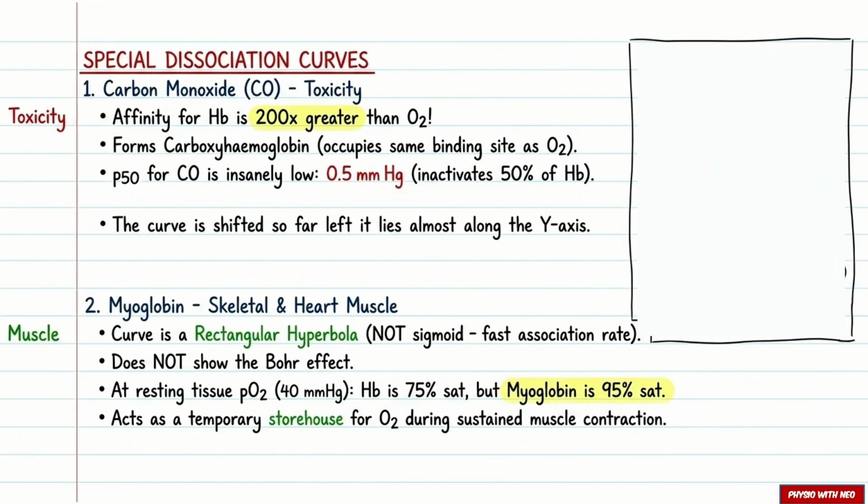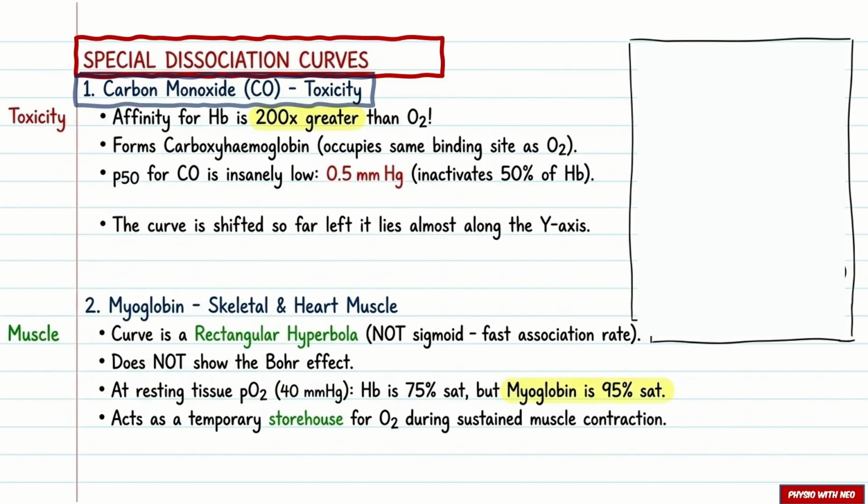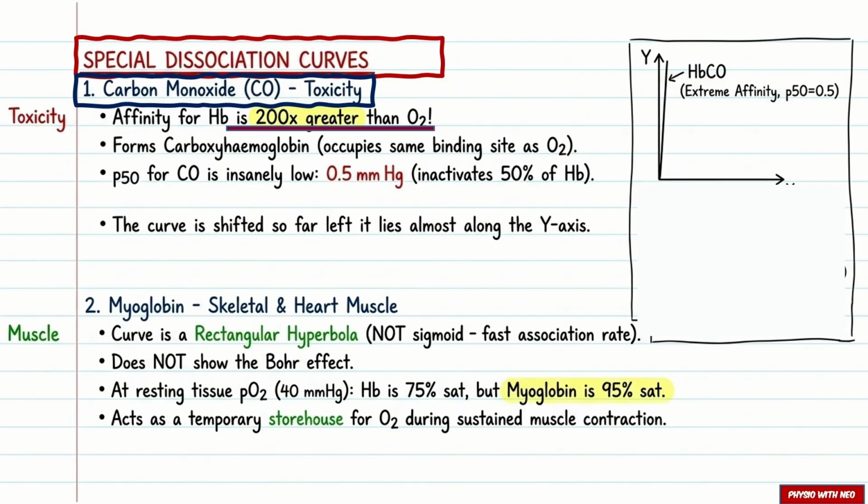Now let's revise two clinically important curves. First one is carbon monoxide toxicity. Carbon monoxide has 200 times greater affinity for hemoglobin than oxygen, so oxygen cannot bind with hemoglobin. Rather, carbon monoxide binds with hemoglobin, forms carboxyhemoglobin, and this causes a shift of the dissociation curve to the left.